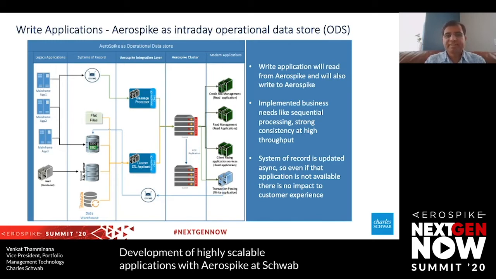But in this architecture, or in this use case, we are keeping the system of record as the source system of record, either mainframe or DB2, because this data is leveraged by a lot of other applications. So we wanted to make sure data is available intraday as well as end of the day, so that all the downstream applications will work as expected.